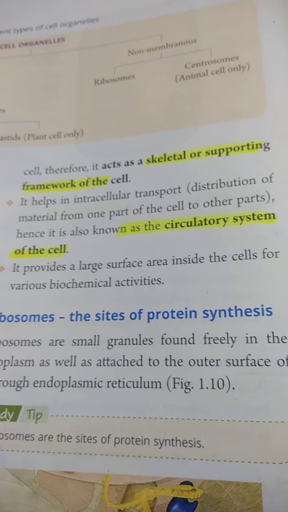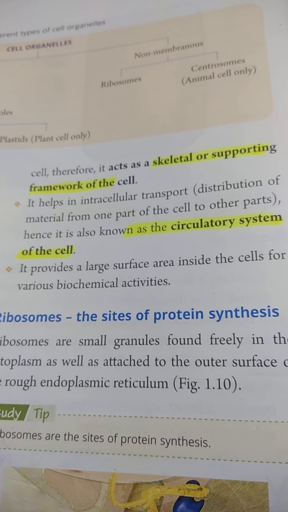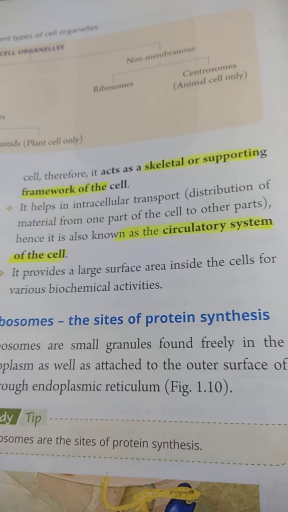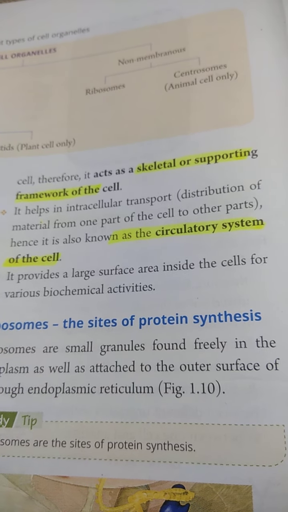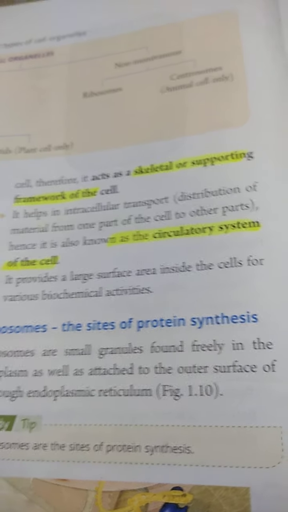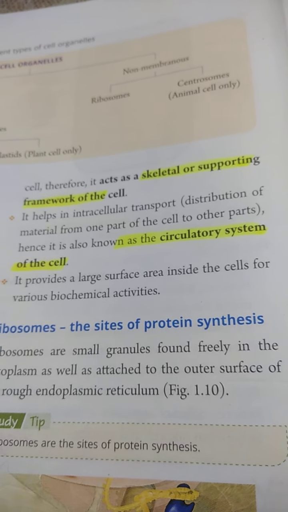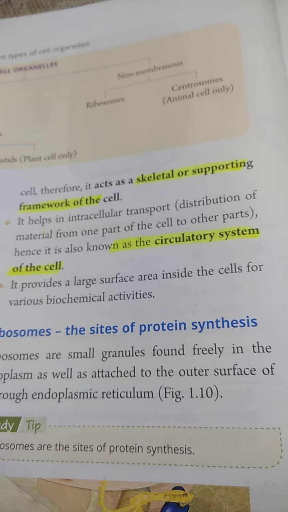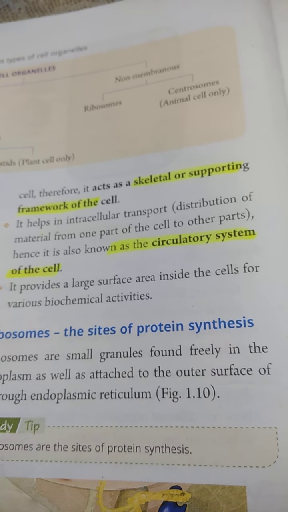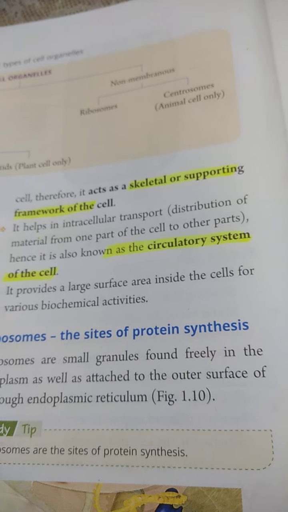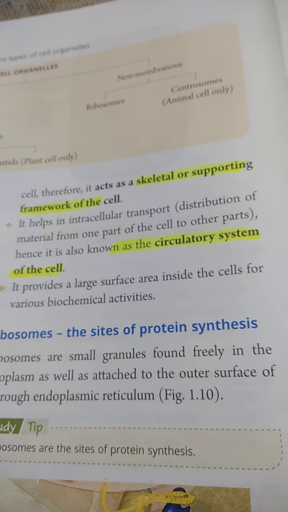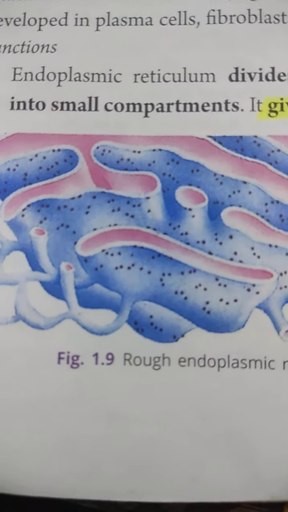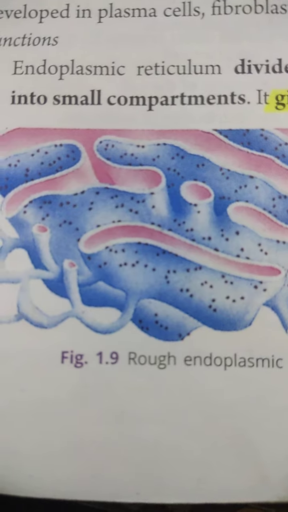Like within our body, the circulatory system helps to transport substances. In the same way, within the cell, the endoplasmic reticulum helps to transport substances. That's why it is also known as the circulatory system of the cell. It provides a large surface area inside the cell for various biochemical activities. Because of these interconnected channels, it gives a large surface area.